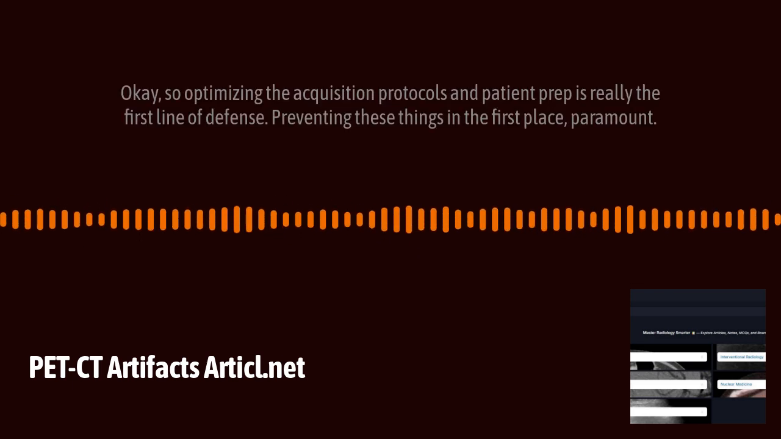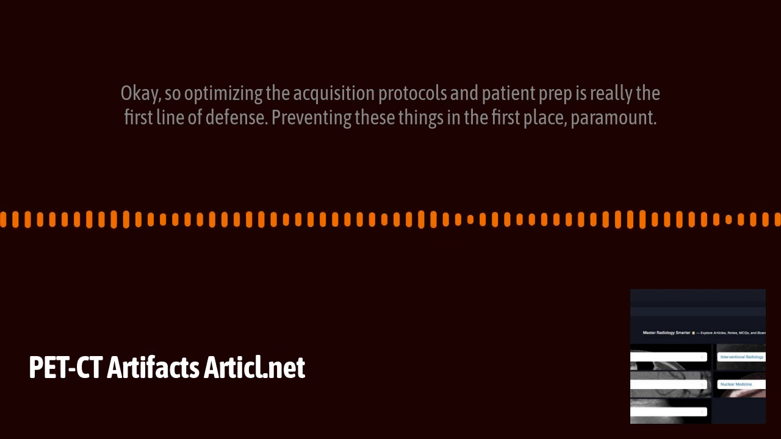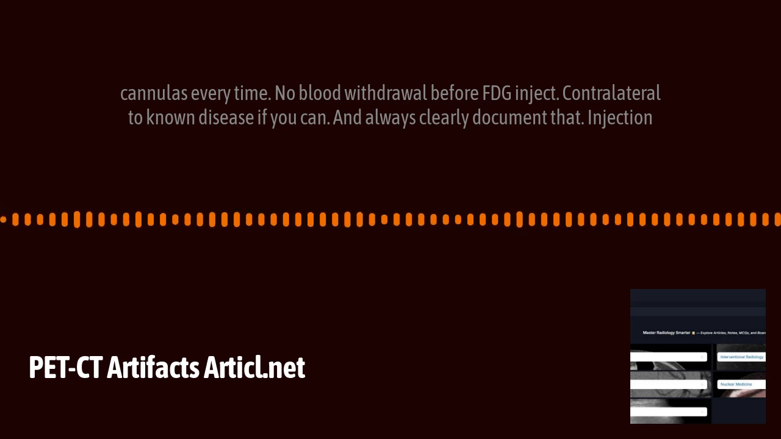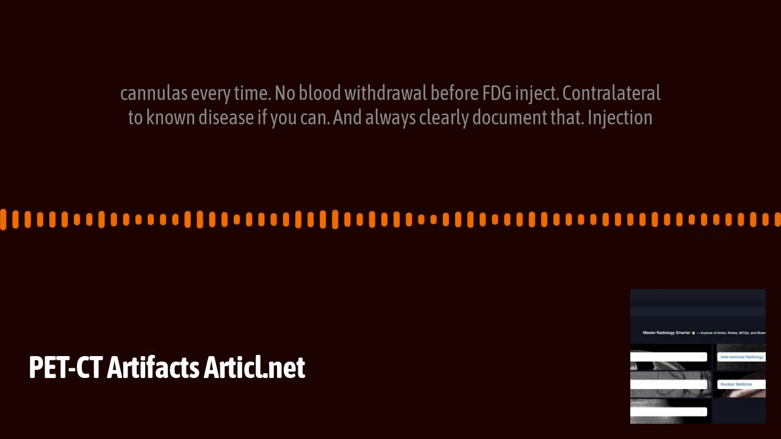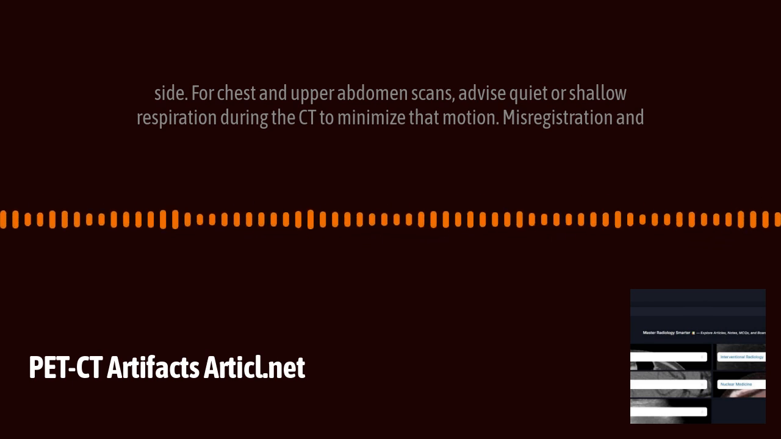Okay, so optimizing the acquisition protocols and patient prep is really the first line of defense, preventing these things in the first place. Paramount, absolutely. Meticulous injection technique, as we stressed, is vital to prevent hot clots and extravasation. Avoid blood aspiration, use new IV cannulas every time, no blood withdrawal before FDG. Right. Inject contralateral to known disease if you can, and always clearly document that injection side. For chest and upper abdomen scans, advise quiet or shallow respiration during the CT to minimize that motion misregistration.